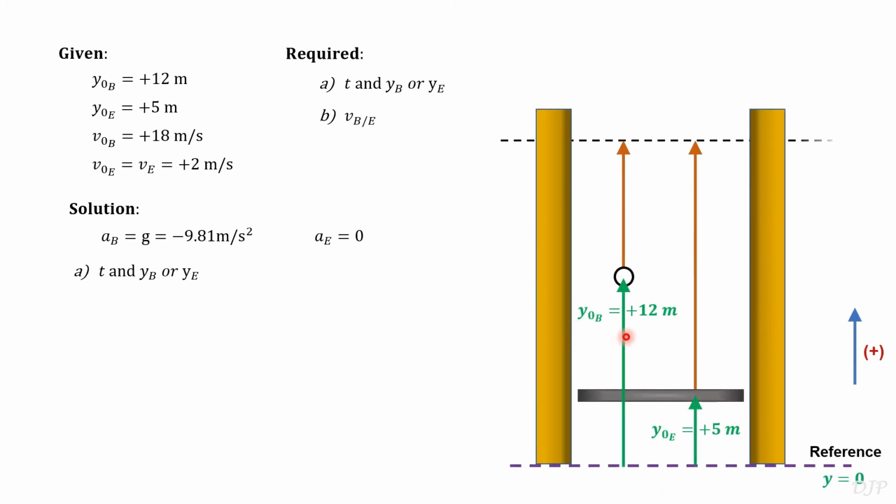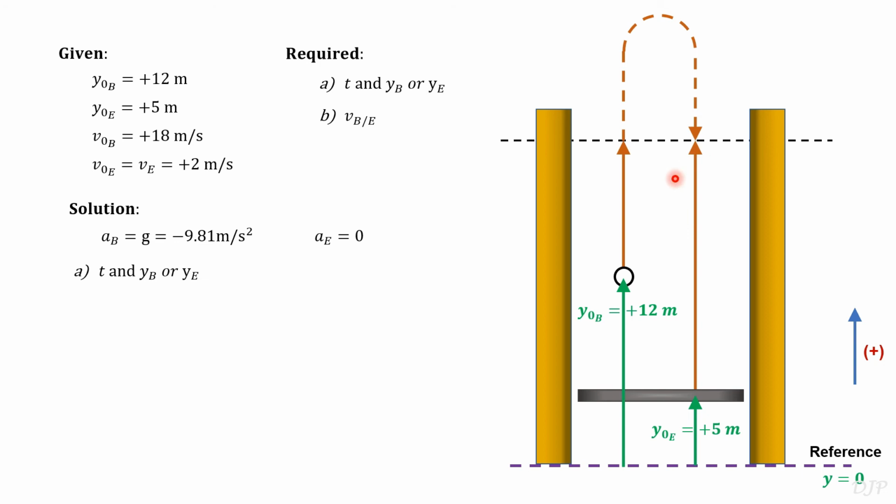As two bodies move upward, there are actually two possibilities of their collision. And this one is one of the possibilities of their collision. The other possibility is when the ball moves upward, reaches its maximum height, and collides with the elevator on its way downward.